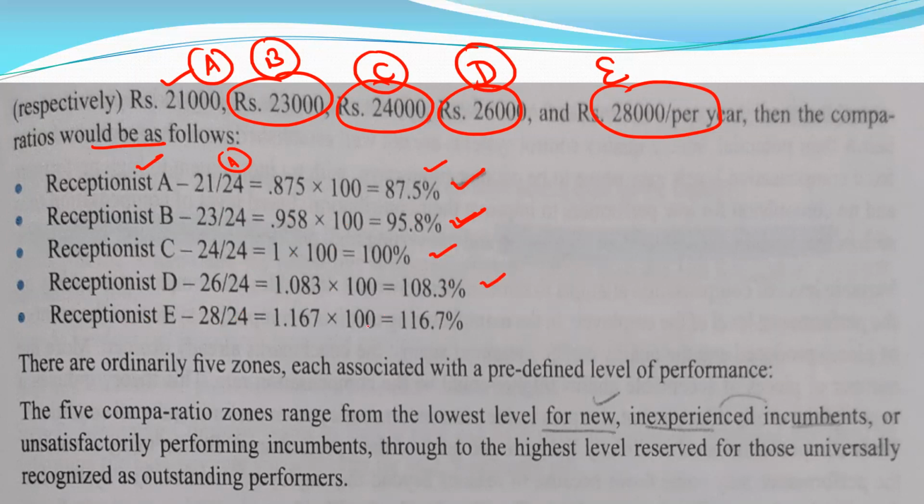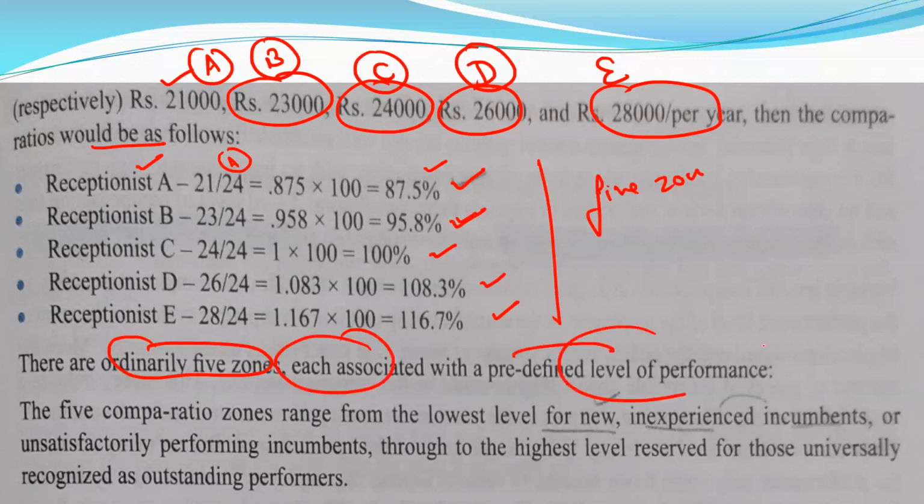And for receptionist E, basically 116.7%. Clear? So there are only 5 zones. Basically in the Compa ratio, there are generally 5 zones. Each zone is associated with a predefined level of performance.